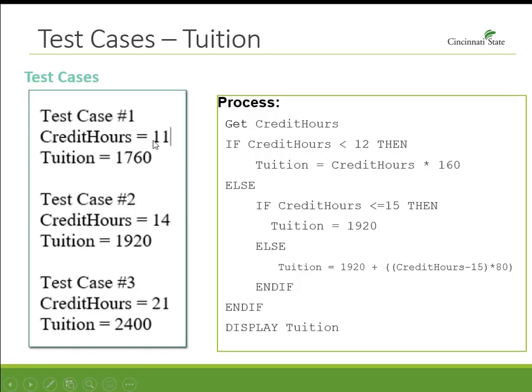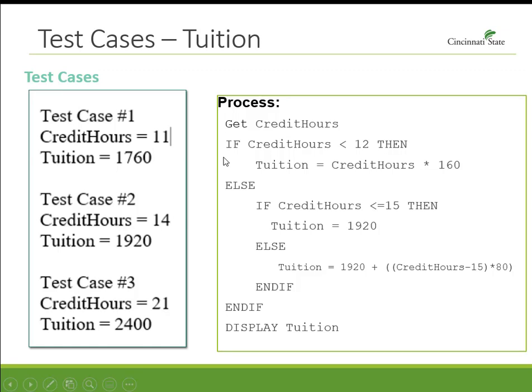Test case number 1 shows us 11 credit hours. So we will pick up this line. Because credit hours equals 11, you're going to multiply 11 by 160, giving us 1,760. So you will hit this line, this line, this line, this end if, and display tuition. Let's look at the second case.